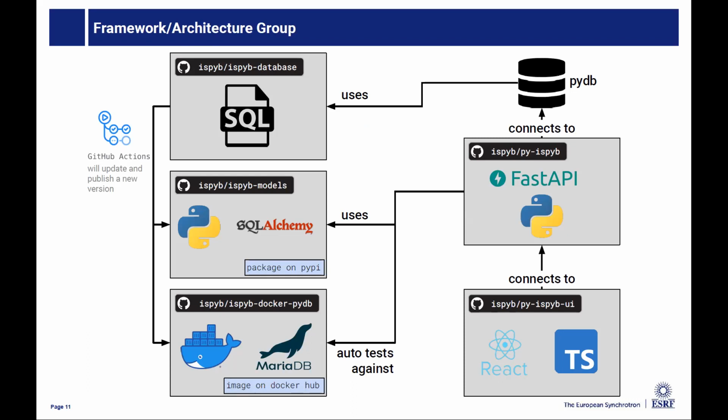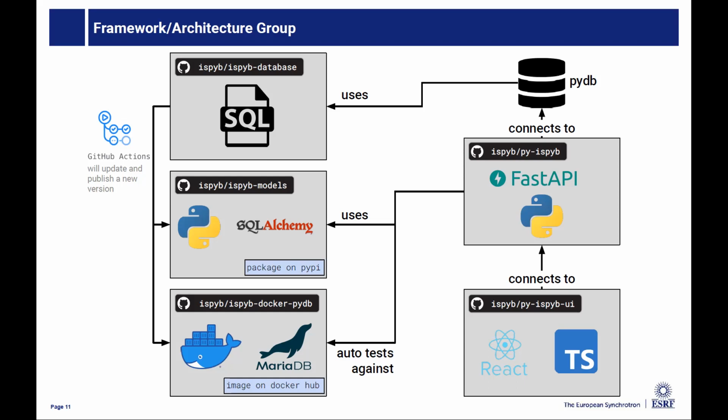So on the framework and architecture working group, we set up the framework for the project. So as I said before, first of all, ISPyB is a database. So we created a repository for the database schema. And this is used as the source of truth for the database schema, and all the other repositories will use it. So when this schema is updated, we have set up some GitHub action pipelines to update some Python models that allow Python to connect to the database. And we also have set up a Docker container containing a pre-populated database that can be used for testing, so that all facilities can run their tests against the same data set.